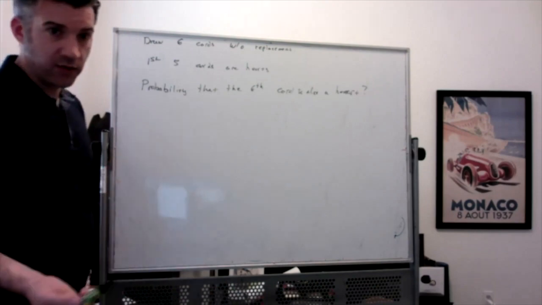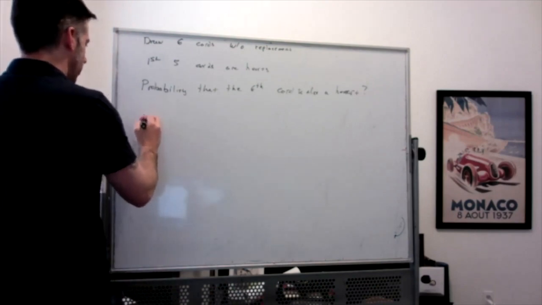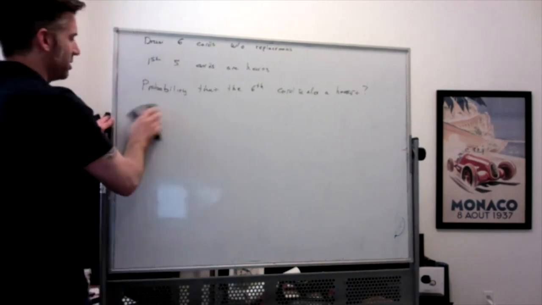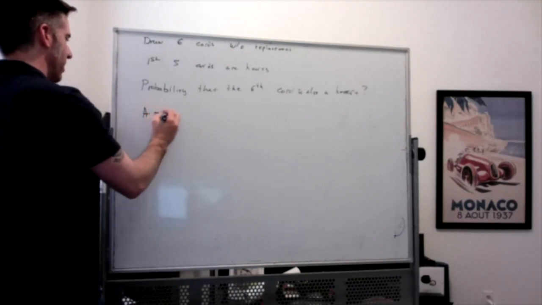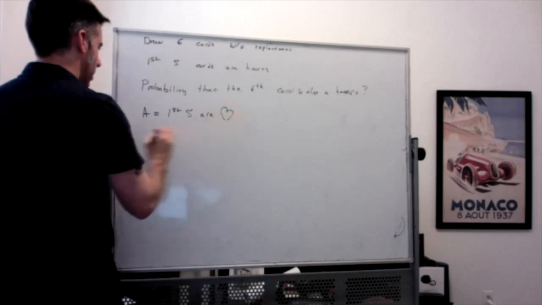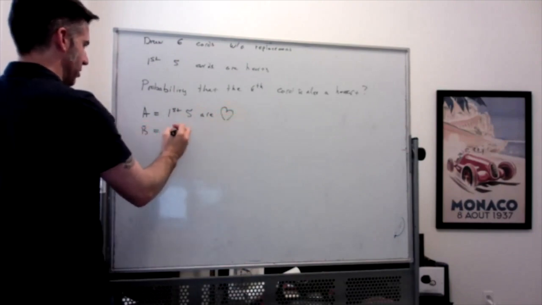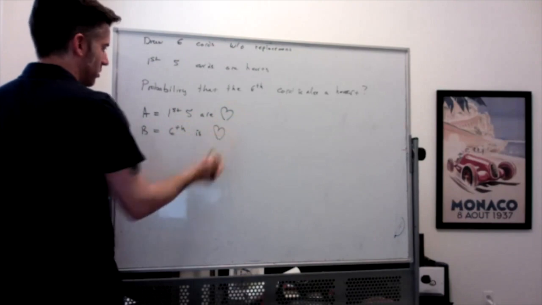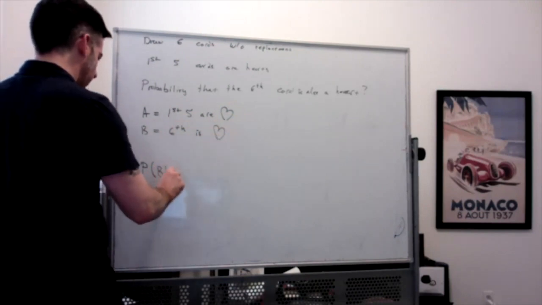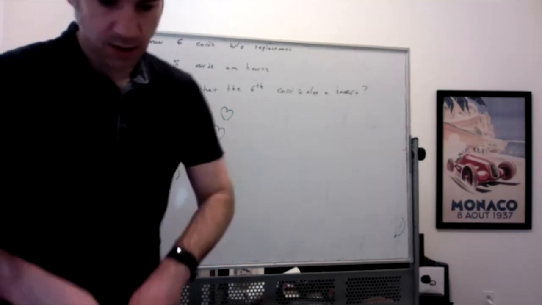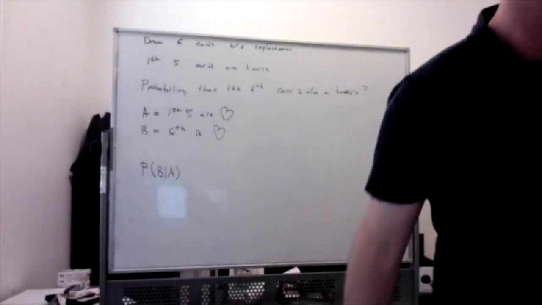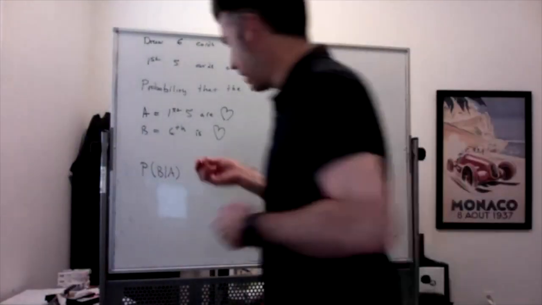So the long way of doing it: let's call these events. Let's say A is the event that the first 5 are hearts, and B is the event that the 6th card is a heart. Now I want to know the probability of B given A. The black pens always run out. Okay, we can use some red pens. Red's fine.